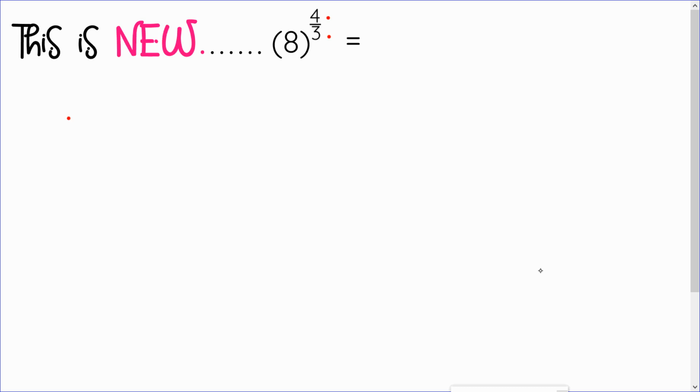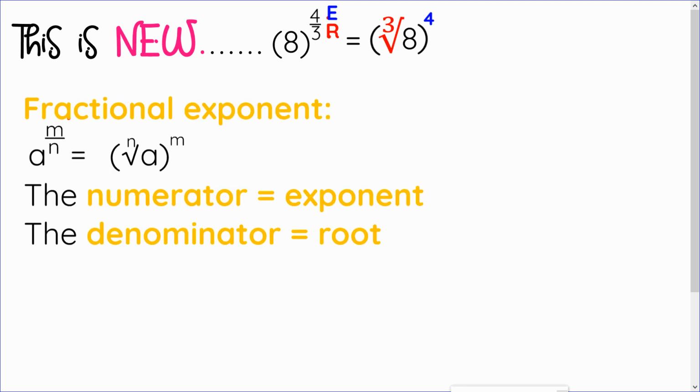This is new. We learned this year. Fractional exponents. Let's look at this. So if I have 8 to the exponent of 4 over 3, well, I know that my bottom number is the root that I'm going to take of the base. So I'm going to take the cube root of 8. The exponent is the numerator. That tells me I'm going to take that and raise it to the exponent of 4. This is called the fractional exponent.